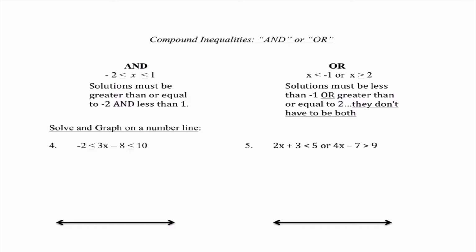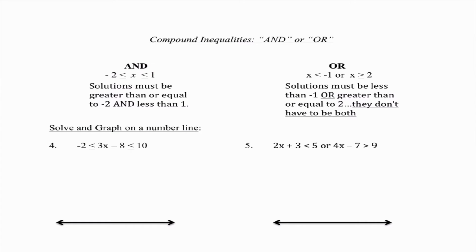So with our compound inequalities, we have and problems or or problems. With and problems, the key thing here is that our answers must be solutions to both of the inequalities. With or problems, our solutions only need to work for one of them. Okay, so an example here, it says x is greater than or equal to -2 and x is less than or equal to 1.